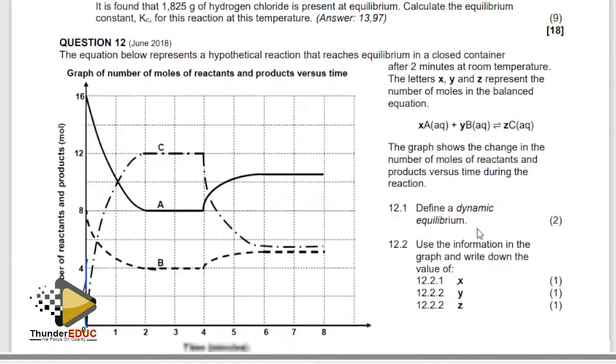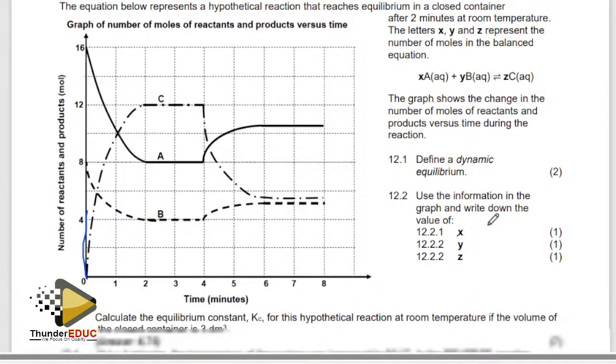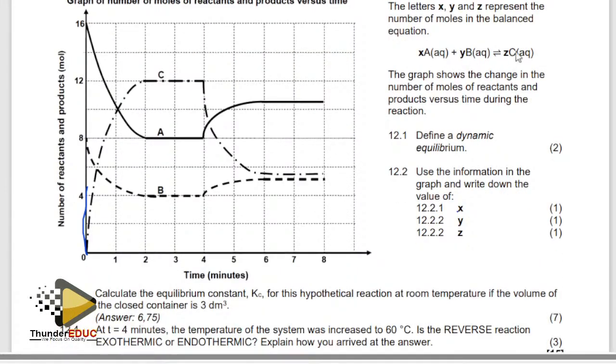Did I give you the equation? Okay. This is product. This is definitely Z, and then these two are reactants. They showed you the number of moles. At equilibrium, this one is 4. This one is 8. You understand?